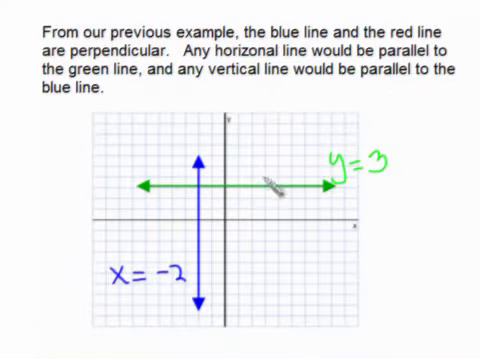So looking back at our previous example, the blue line and the red line are perpendicular. Any horizontal line would be parallel to the green line, and any vertical line would be parallel to the blue line.